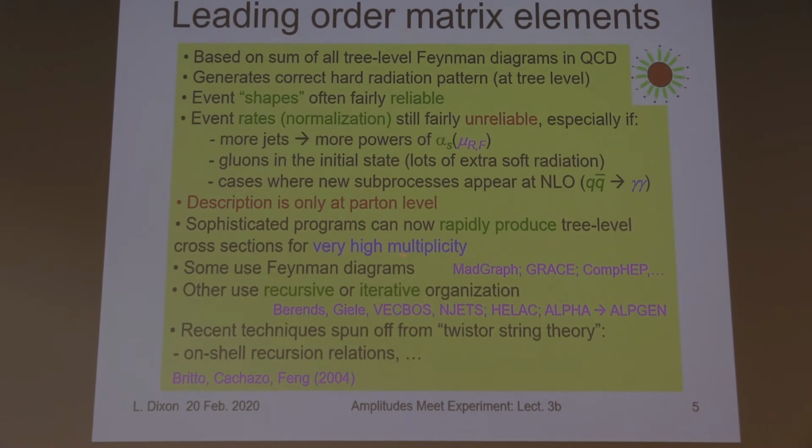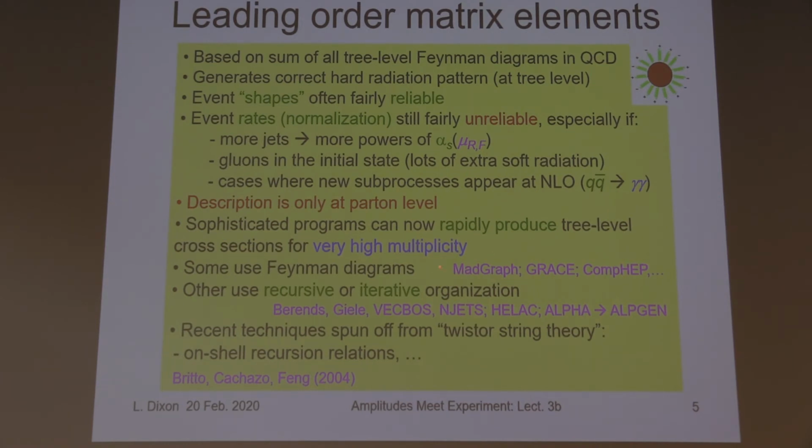Also, when you do a leading order process, a jet is modeled by a single parton. And so there's no information about how the jet depends on the jet algorithm, on some size of the jet. You just don't get any of that right at all. Nevertheless, it underlies everything else you do. So there are a lot of programs that can produce these tree-level cross-sections for very high multiplicity.